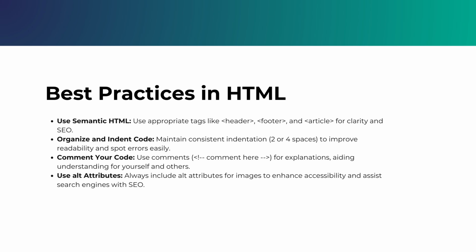As we wrap up our exploration of HTML, it's essential to discuss some best practices that will make your code cleaner, more efficient, and easier to maintain. Writing good HTML not only helps you as a developer, but also improves the user experience for your visitors. First, always use semantic HTML. This means using the correct HTML tags that convey the meaning of the content. For example, use <header> for your page header, <footer> for your footer, and <article> for articles. Semantic HTML makes your code more understandable for both humans and search engines, improving accessibility and SEO.